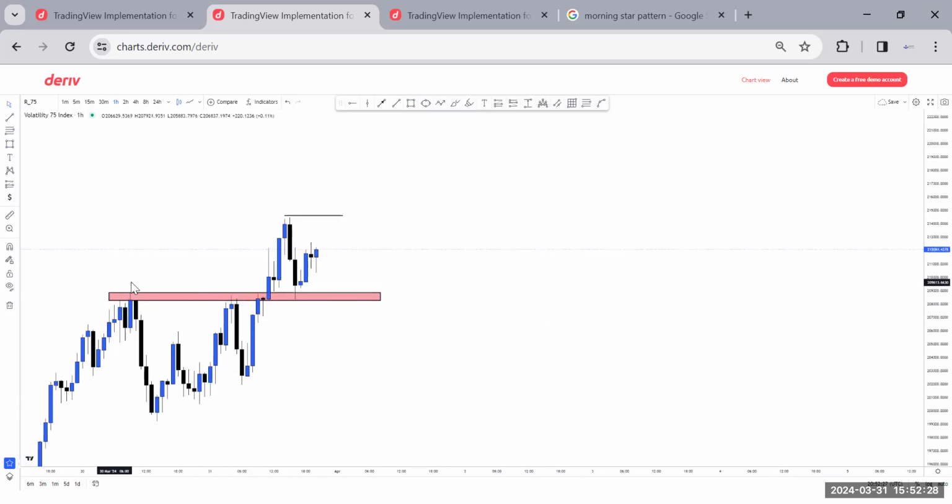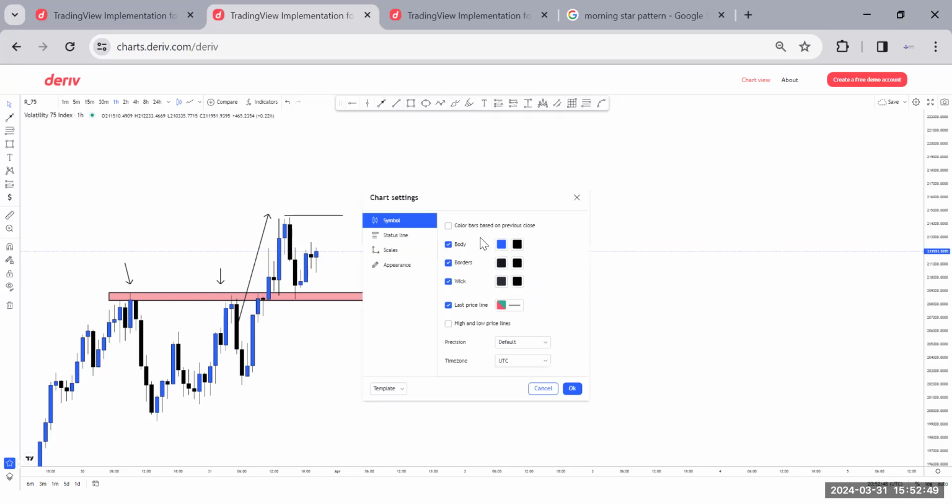So this is a nice support turned resistance, or resistance turned support, sorry. This was resistance, and price broke out of it. We came for the retest, and the bulls are stepping into the market with this move. I see a lot of bullish candles coming in. Let me change my candles to the normal ones we know.